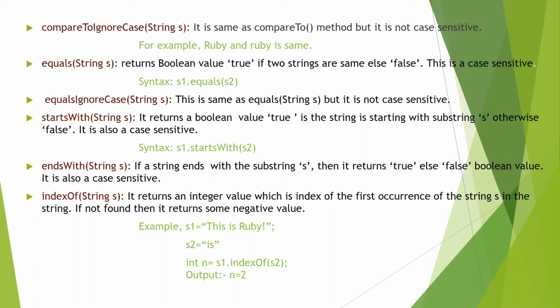Next we come to startsWith(String s). It returns a boolean value true if the string is starting with the substring s, which is passed to the method startsWith, otherwise false. It is also case sensitive. Syntax will be like s1.startsWith(s2).